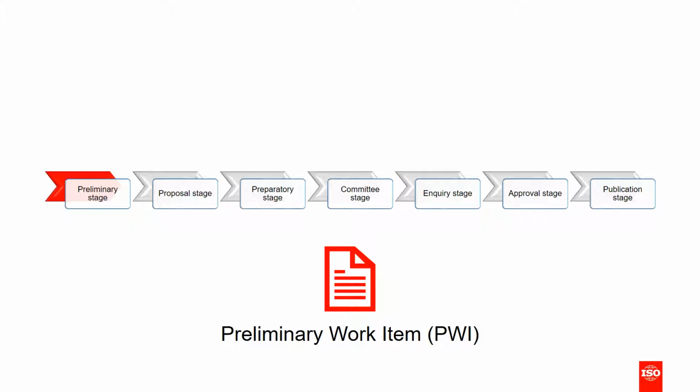The preliminary stage is optional. It allows committees to register work items that aren't sufficiently mature to go to further stages, and for which target dates can't yet be set. This stage can be useful for developing an initial draft for a new work item proposal. If a project does not progress beyond this stage within 3 years, it will be automatically cancelled.